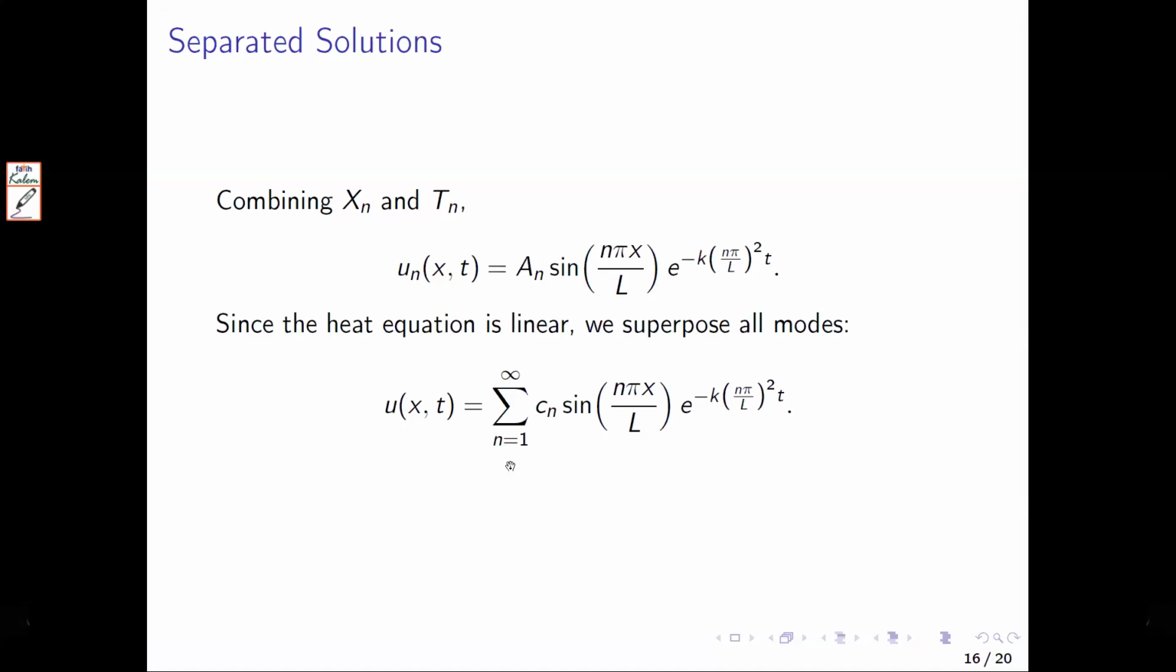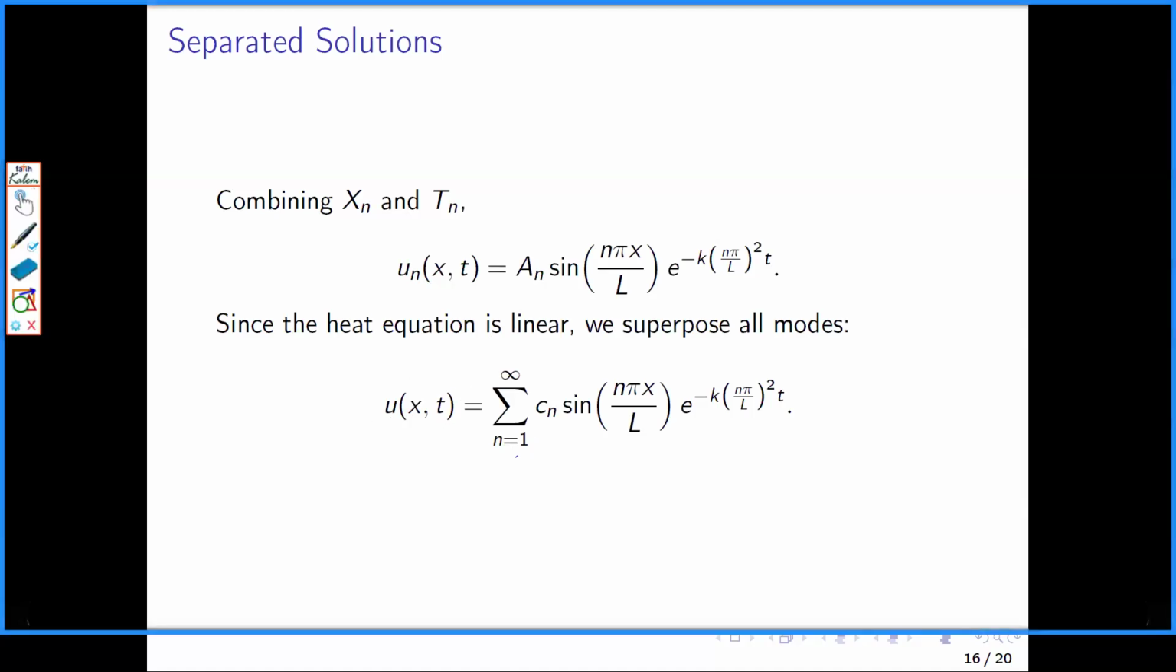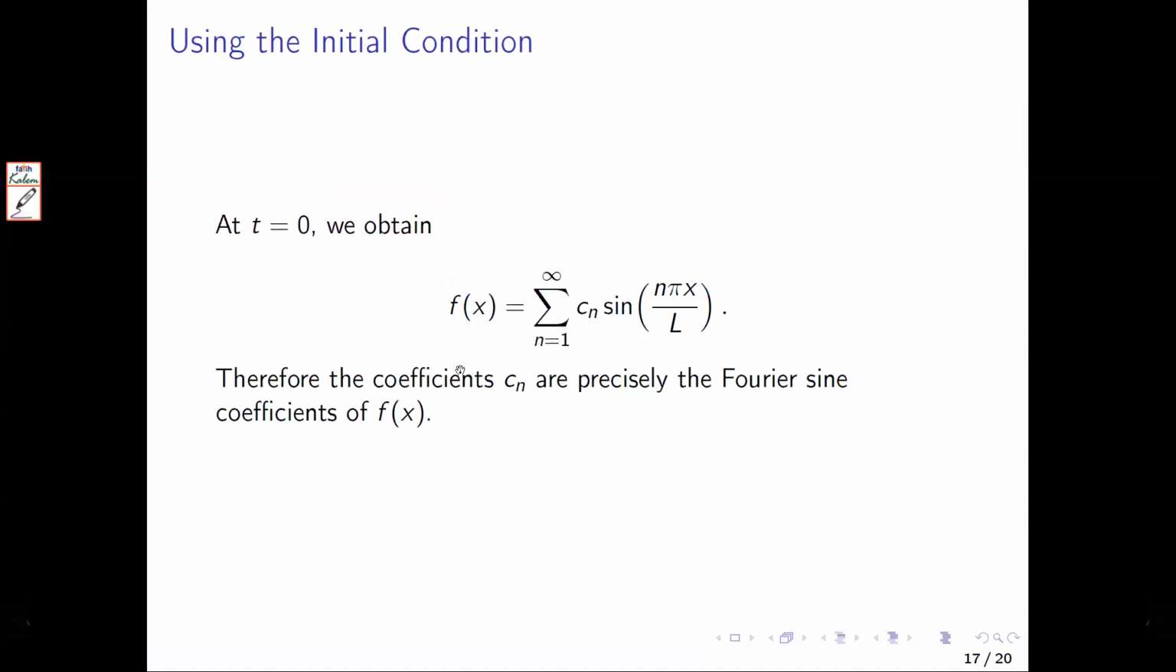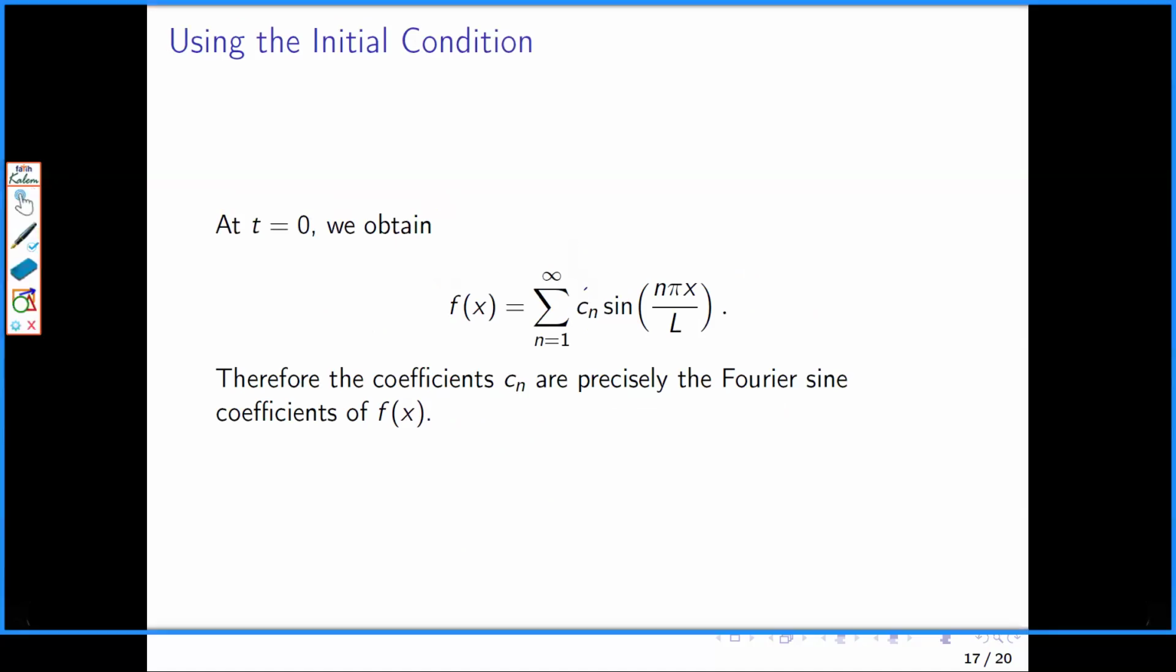So we say that u(x,t) can be written as the sum from n equal to 1 to infinity, for all n values, 1, 2, 3, we can add the solutions up. And after that, using the initial condition, we only need to find our Cn coefficients, which are actually the classical Fourier sine coefficients of f(x).